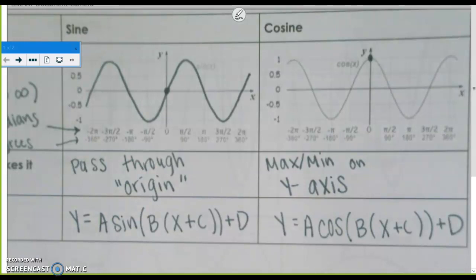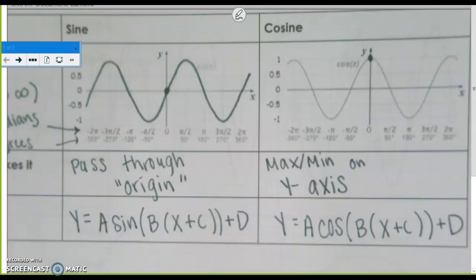All right, and so your domain is always going to be negative infinity to positive infinity because we can go infinitely many times around a circle. Negative around the circle is counterclockwise. So that's why your degrees and radians are negative. It just means you went around the circle the opposite way.